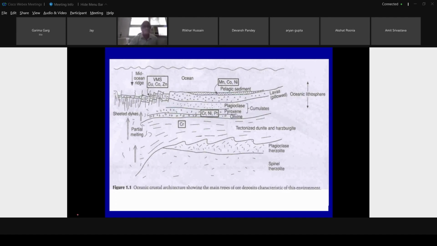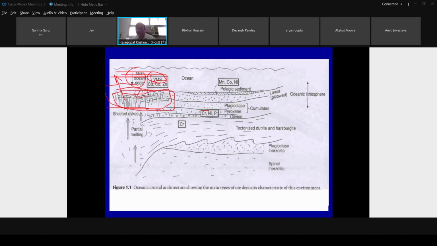What is it written there? Come on, tell me. So copper, zinc, and cobalt. And the mid-oceanic ridge. Okay, where does it go? Copper, cobalt, zinc. What is it written here? VMS. And what is happening here? The mid-oceanic ridge. That means you have deposits like copper, cobalt, zinc in the mid-oceanic ridges, which are called volcanogenic massive sulfide deposits. So these types of deposits are associated with certain environments and certain rocks. Is it right? Yes, sir.